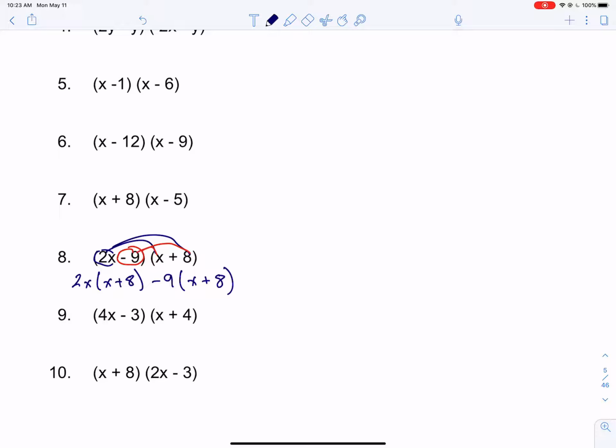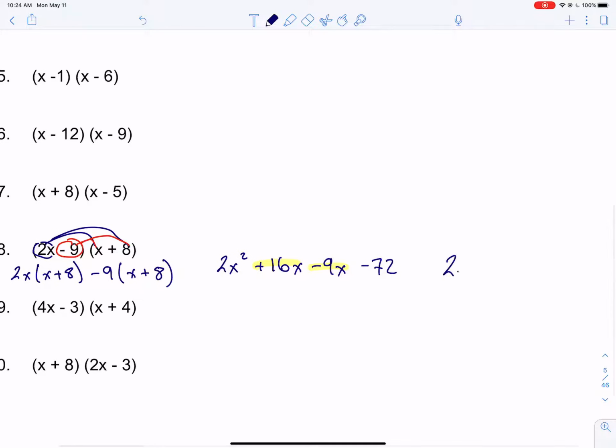So 2 distributive properties. So we start on the left. 2x times x is 2x squared. 2x times 8 is 16x. And then -9 times x is -9x. And then -9 times positive 8 is -72. And then, just like before, we have like terms right here and right here. And then we put it all together. We get 2x squared. And then 16x minus 9x is positive 7x and minus 72.